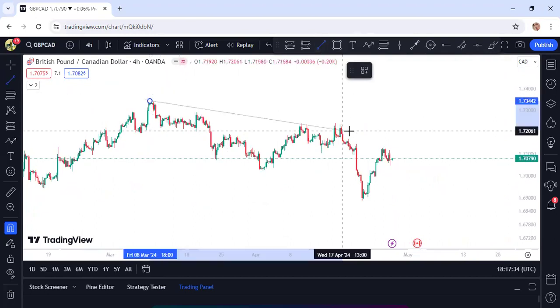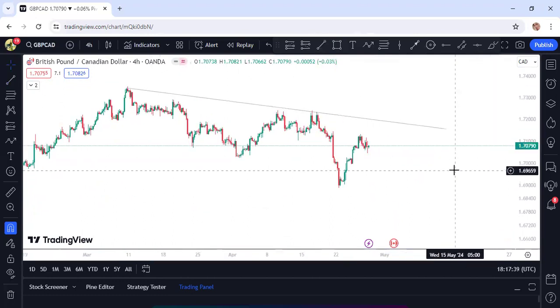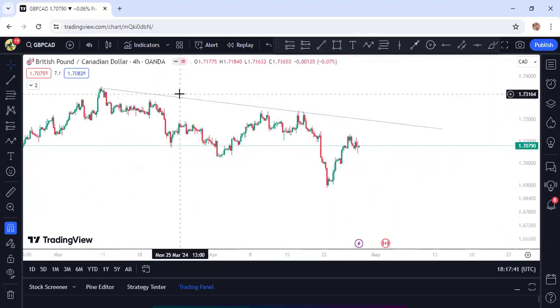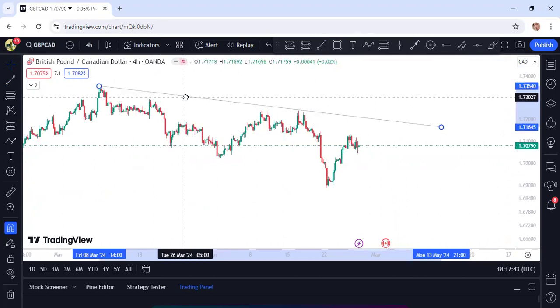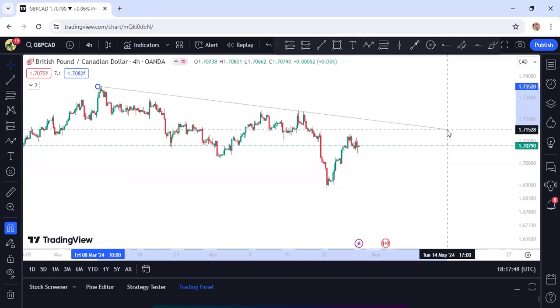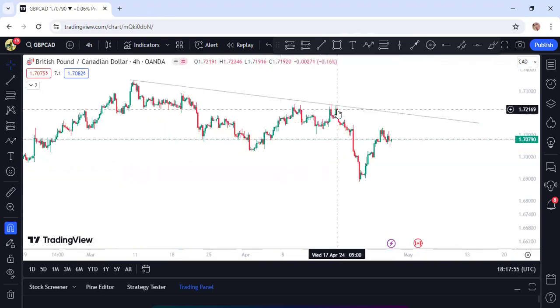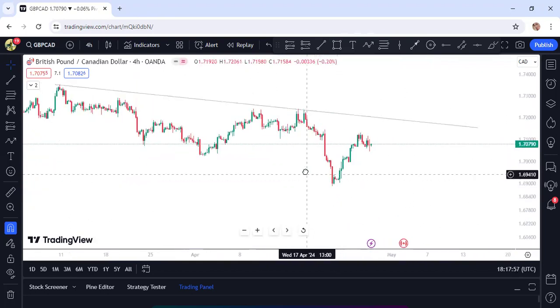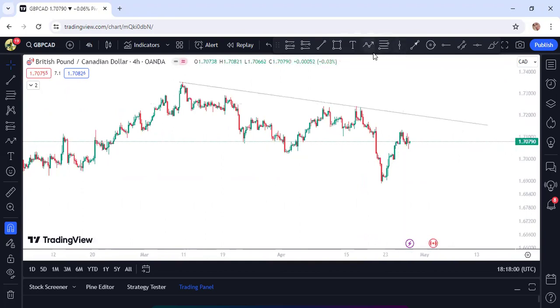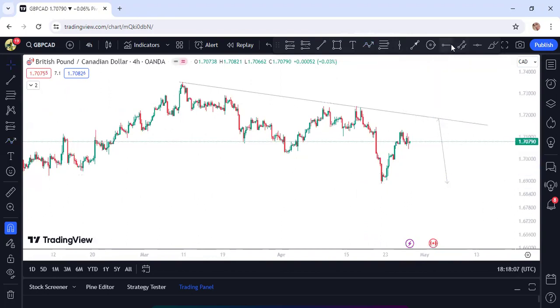So what can we see here? There's a first touch, second touch, and third touch of this trend line. Always remember, guys, you can cut through the wicks of a candlestick, but not the body of the candlestick. So we're anticipating the fourth touch of this trend line to take the market to the downside, and this should be our target, this low over here.